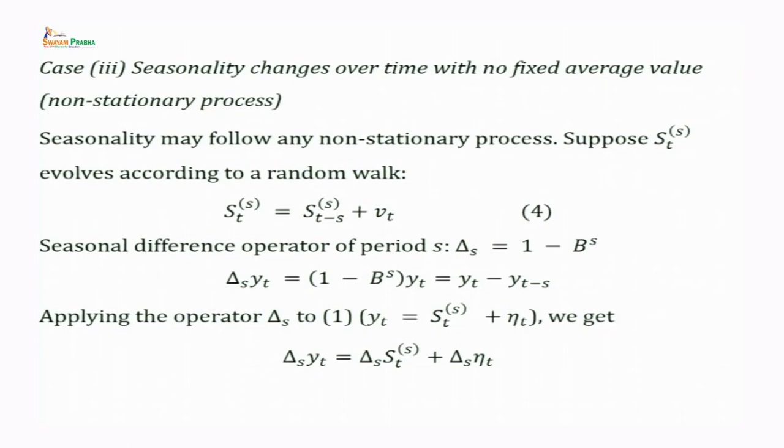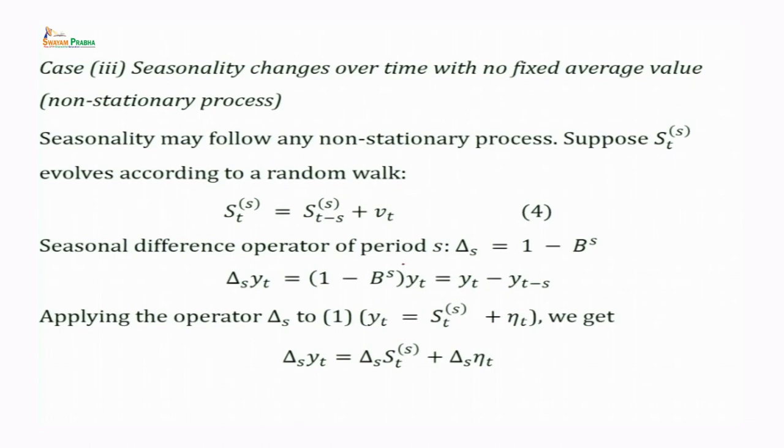Now, we consider case 3. In case 3, the seasonality changes over time with no fixed average value. So, seasonality is a non-stationary process. The seasonality may follow any non-stationary process, and suppose STS evolves according to a random walk. You know, random walk is a non-stationary process. So, we take STS equal to ST minus S plus VT. And notice that in this random walk, the lag is not 1 like the usual random walk; it is t minus s, where s is the period of seasonality.